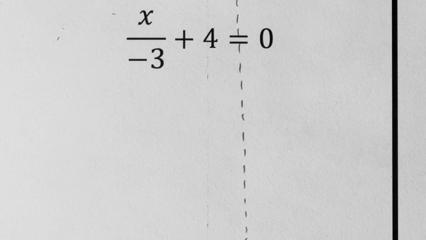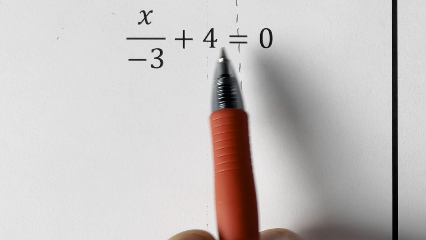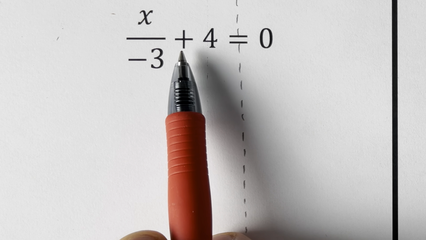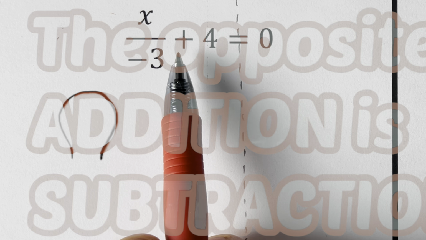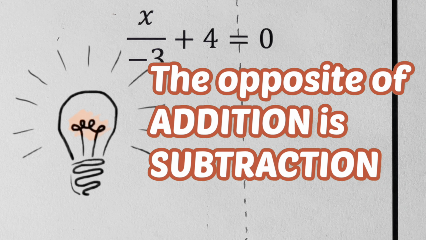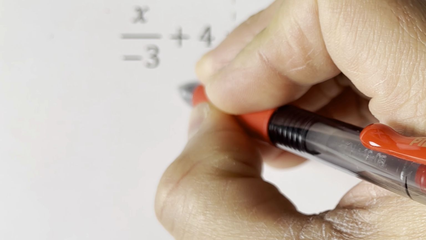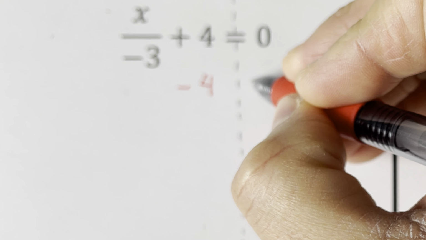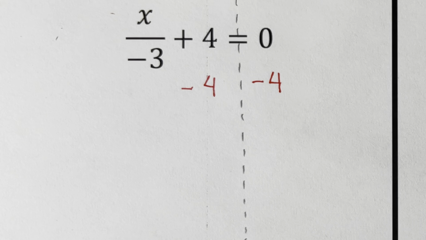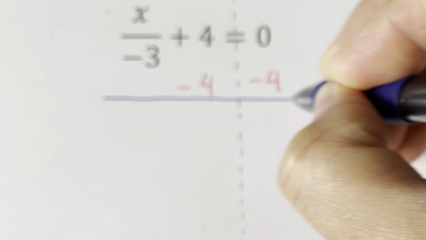So we say that this is x divided by -3 plus 4 equals 0. This is addition, so we add 4 to it. Now, we remember that the opposite of addition is subtraction. So in order to get rid of the positive 4, we're going to subtract 4. If we subtract 4 from the left side, we subtract 4 on the right side as well. So then we can cross out this -4 and +4.